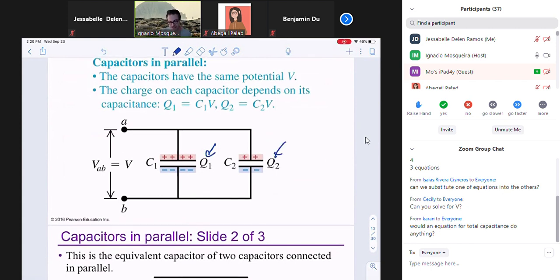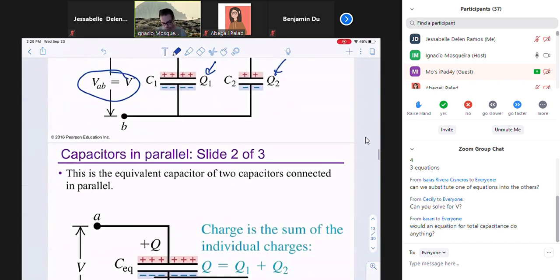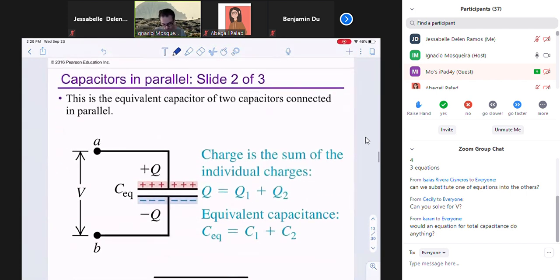What's the same is the voltages. So they don't have V1 and V2. They only have one V now, and this is V, because it's the same. So what changes now is the charge of each capacitor is different, but the voltage is the same now. Okay, so let's go right to the practical example, but let me close with a rule for parallel capacitors.